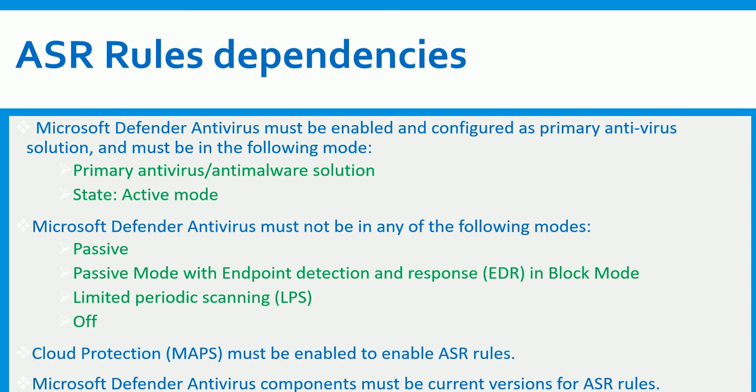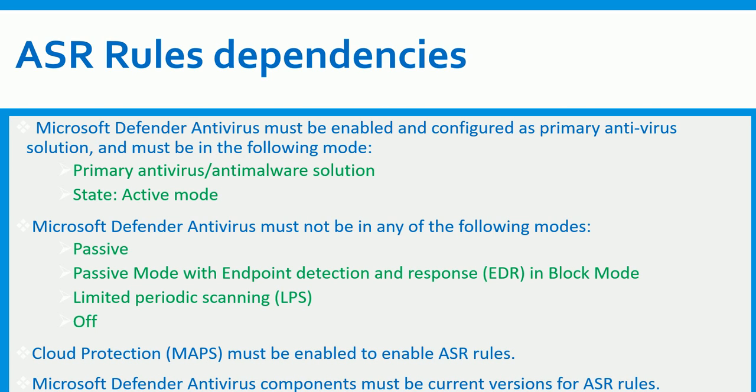Now let's see the dependencies. What dependencies are there? Microsoft Defender must be enabled and configured as the primary antivirus solution and must be in the following mode. It should be the primary antivirus and anti-malware solution. Its status should be in active mode, and Defender antivirus should not be in any of the following modes.